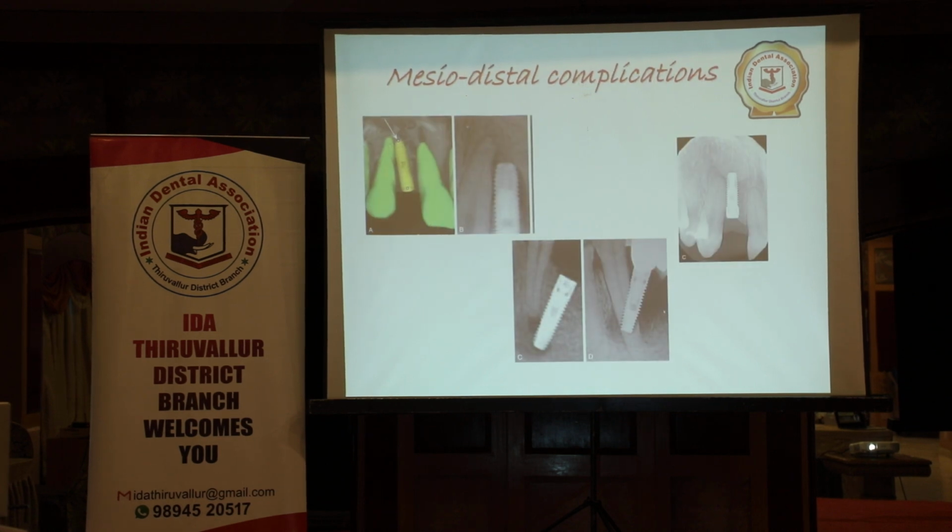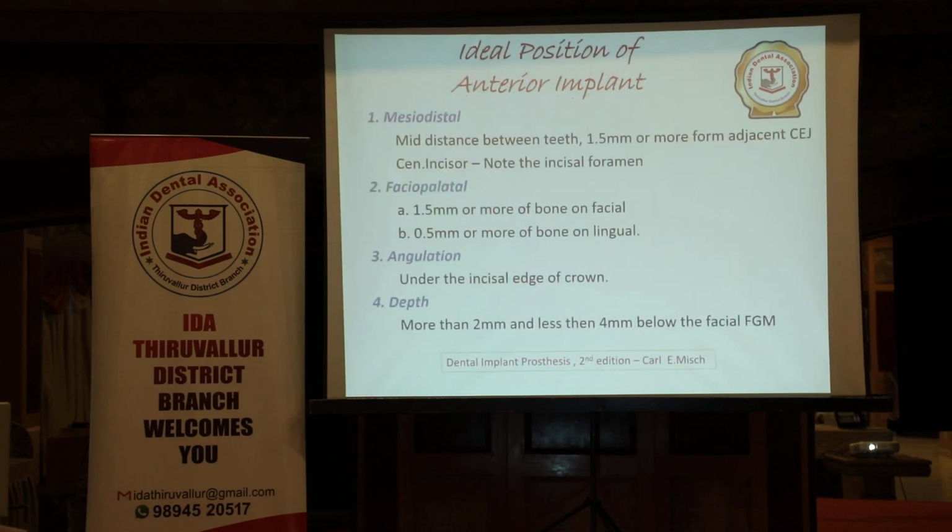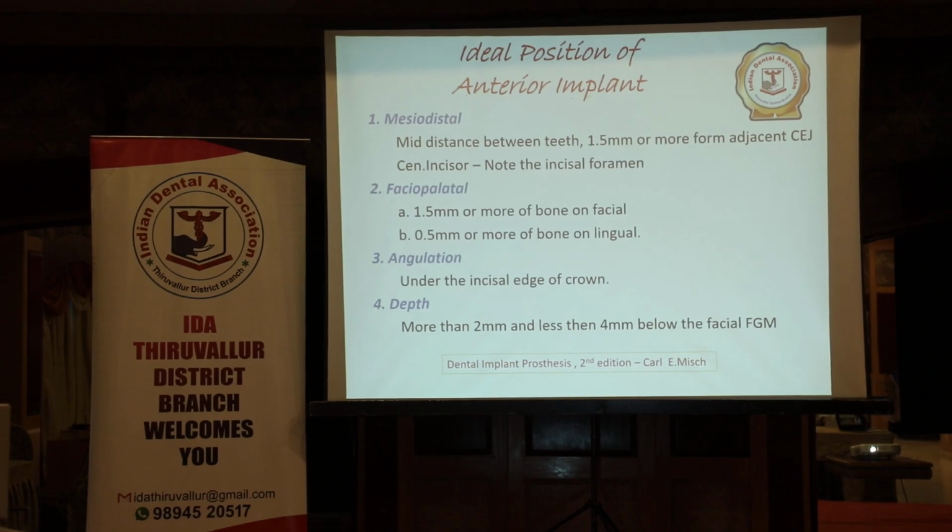You can see when this mesial-distal is compromised, the life of the adjacent tooth is gone, your implants can't be restored, and at the same time you will not get an ideal soft tissue emergence. So this is going to be your ideal position of the implant for anterior teeth. What is this? This is in the mesial-distal.